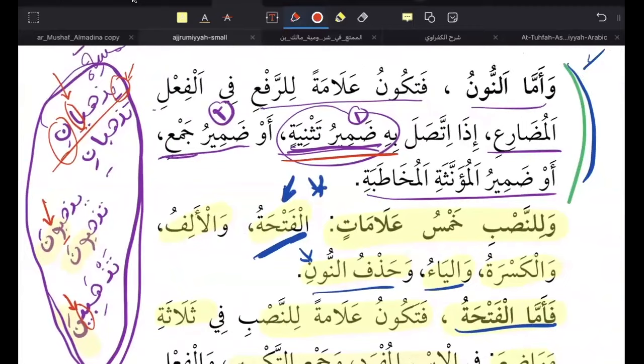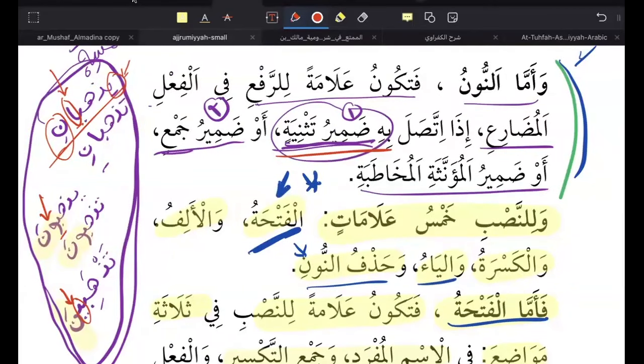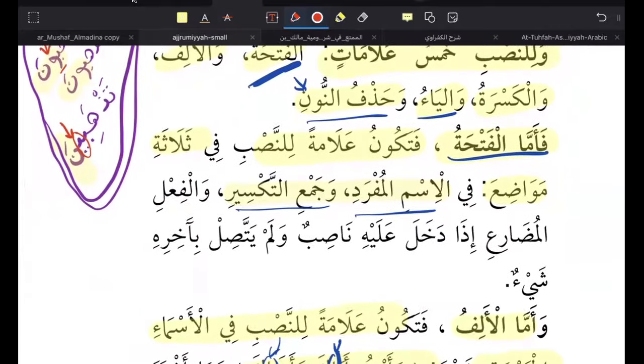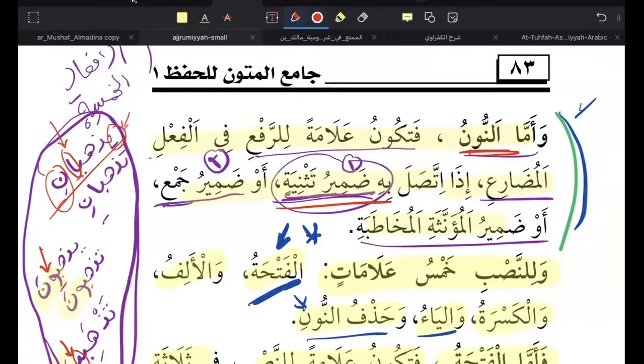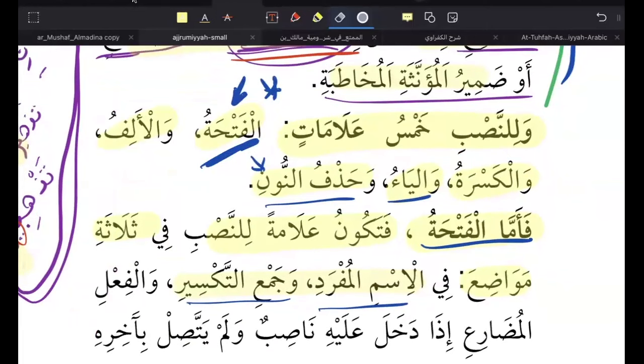So as the author said, having this noon is your indication that this verb is in the raf state. Now, we are done with the raf state for the verbs. For the verb, the raf states are two. There are two alama. One is dhamma and one is thubut al-noon, meaning that having this noon is the alama. And now we'll go into the nasb state. So what are the alama of the nasb for the verbs? For the verbs, we also have fatha.